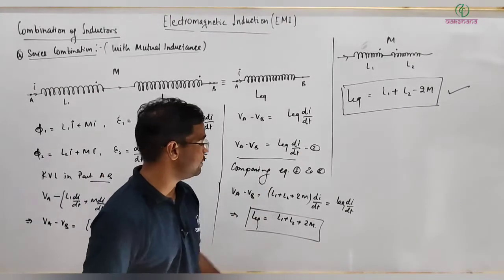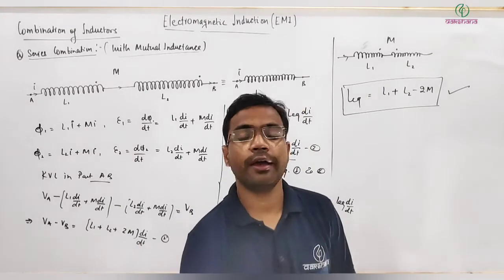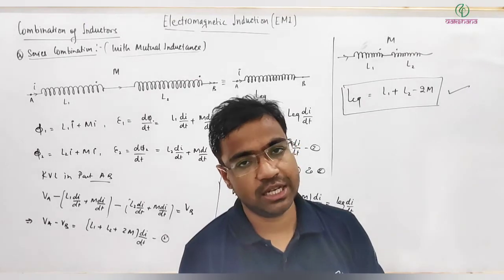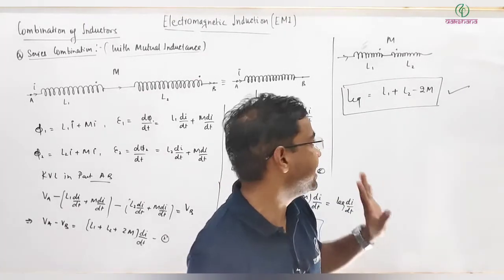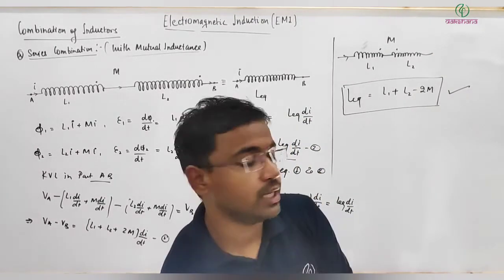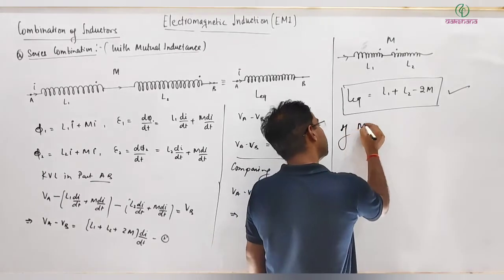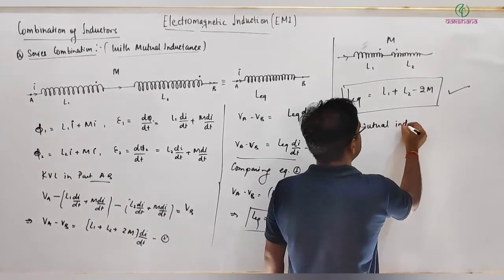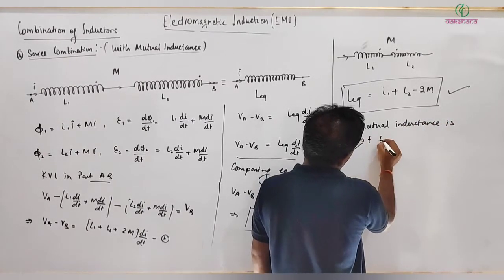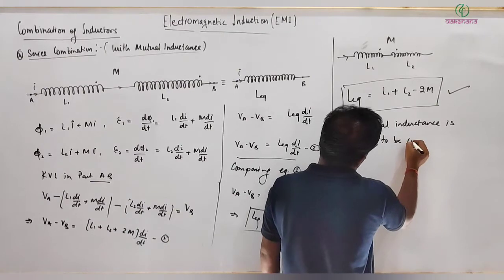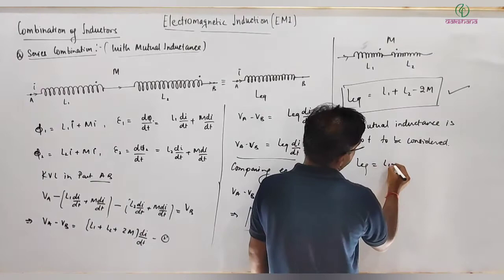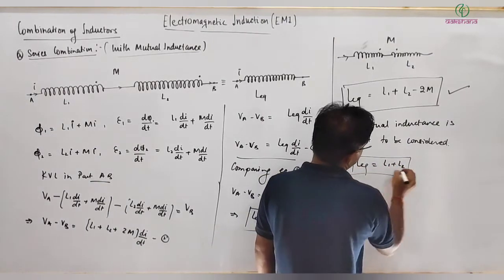So I hope it's clear. Sometimes in a problem, if mutual inductance is not mentioned, you need to check the language properly. My point here is simply that if mutual inductance is not to be considered, then L equivalent will be simply L1 plus L2 in case of series combination.